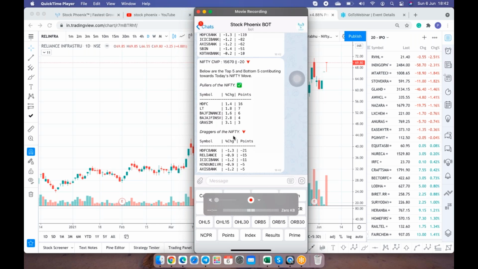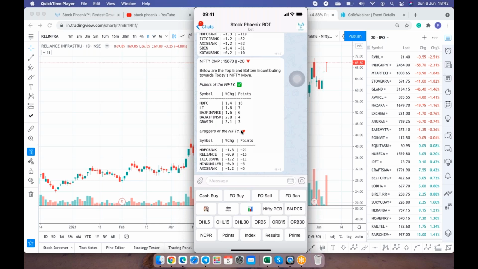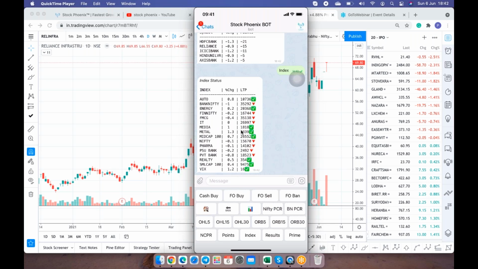This gives you quick information in the live market. You can judge or guess who is lifting the market up or who is pulling the market down. You can get this information using this points tab. Click on index. It gives you which sector is performing live, positive and negative in the live market.